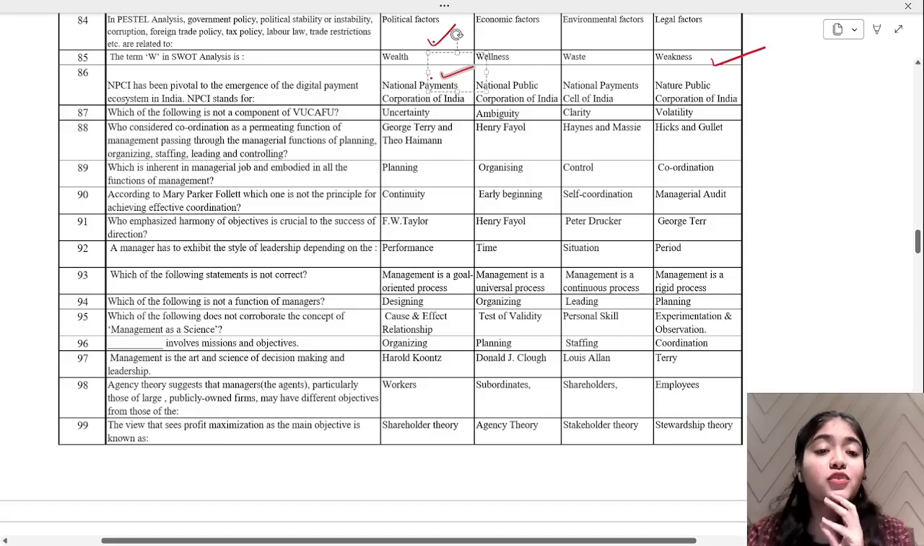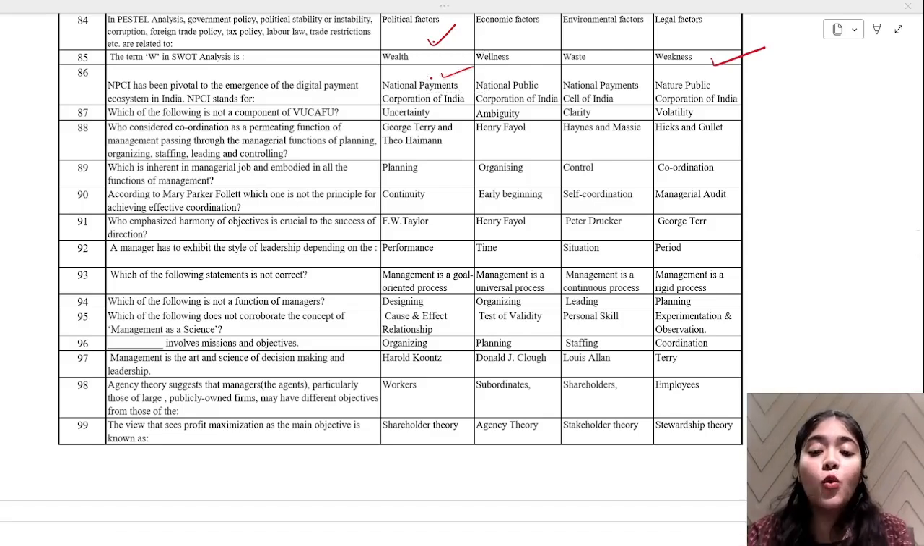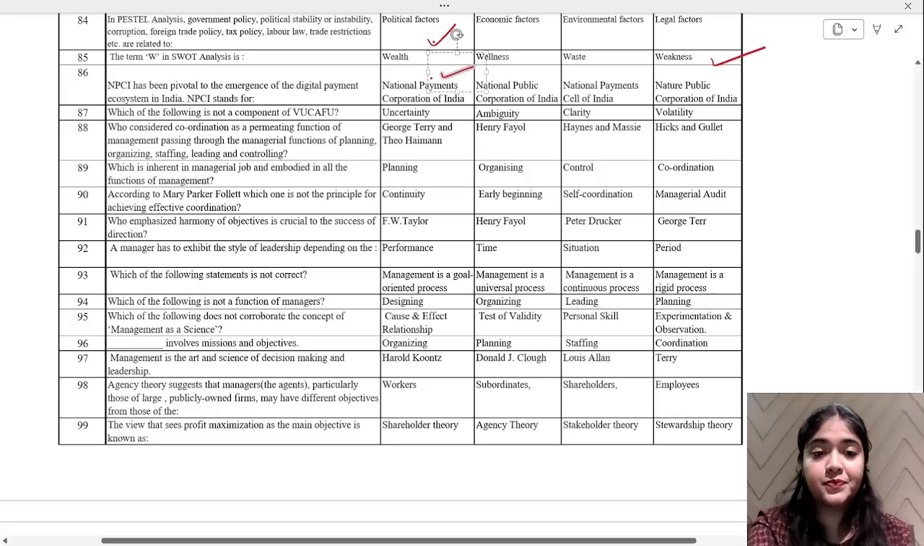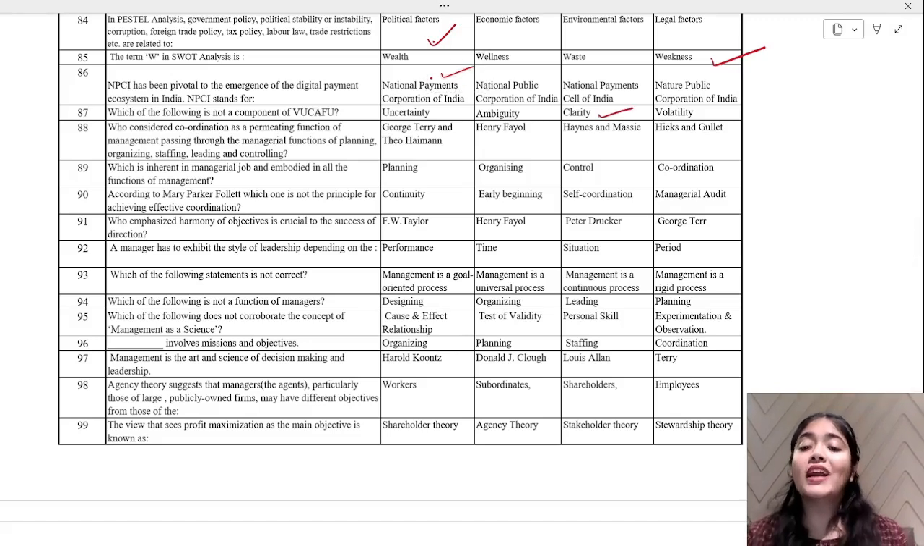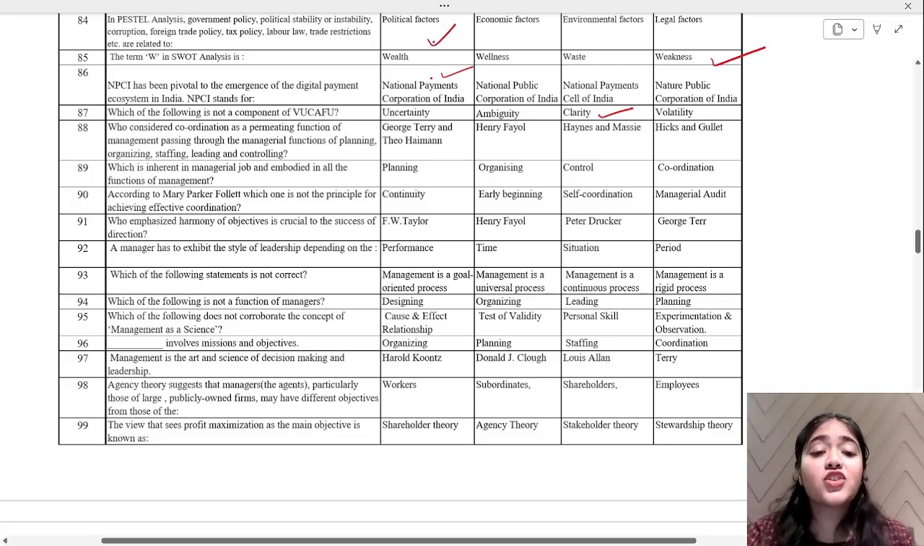Okay, which of the following is not a component of VUCA? So what is not a component of VUCA? Tell me. Uncertainty, ambiguity, clarity, or volatility. So clarity is not a component of VUCA. Yeah. Who considered coordination as a permeating function of management passing through the managerial functions of planning, organizing, staffing, leading, and controlling?